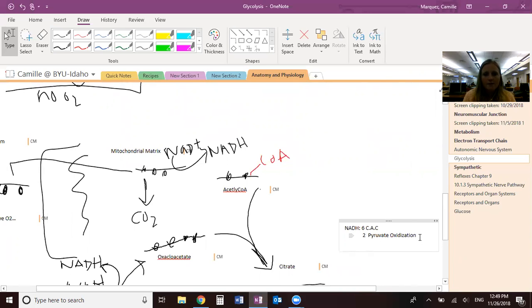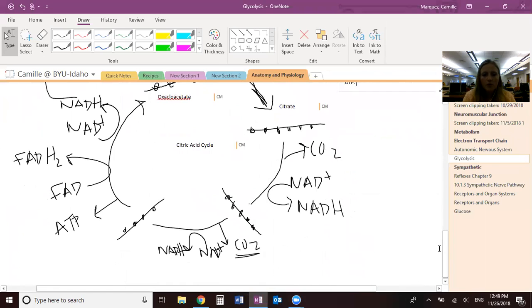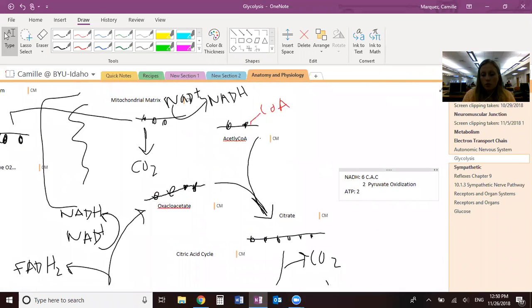The next thing we have is our ATPs. In this cycle, for each time we went around, we made 1. So ATP 1 time, and we went twice. We made 2 ATPs, and then our FADHs, we made 2, 1 for each time we went around. So that is the citric acid cycle.